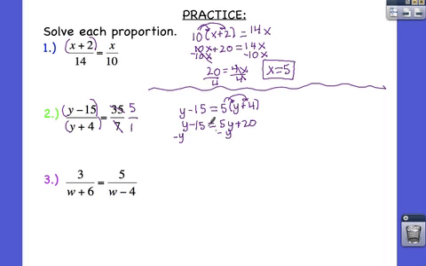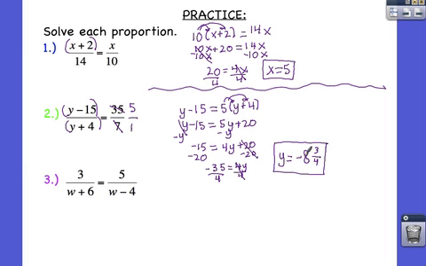Subtract y from both sides to get all the y's on one side, and you get negative 15 equals 4y plus 20. Subtract 20 from both sides, and you get negative 35 equals 4y. Divide by 4. We have a negative answer since it's a negative divided by a positive. 4 goes into 35 8 times, which gives 32, so there are 3 left over out of the 4. Okay, so we have negative 8 3/4.